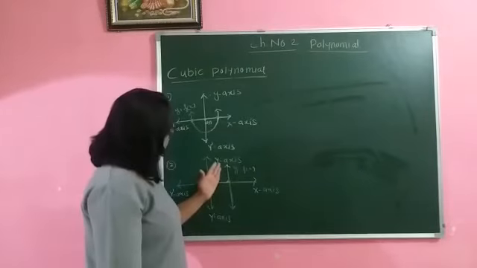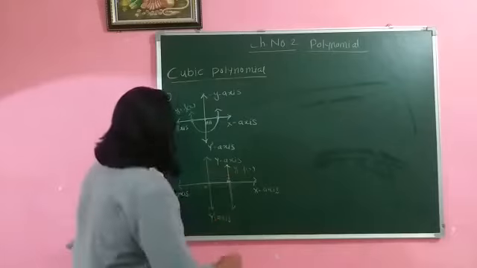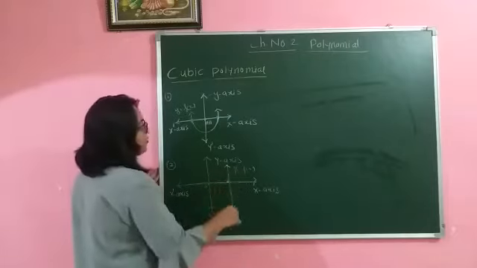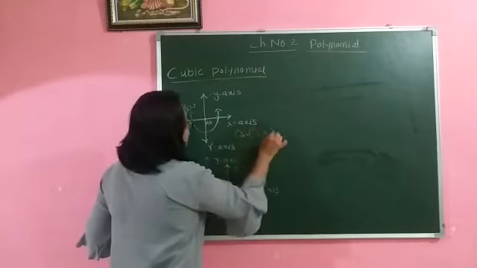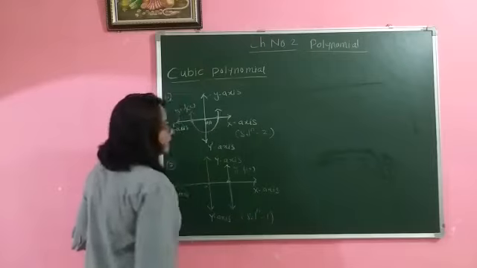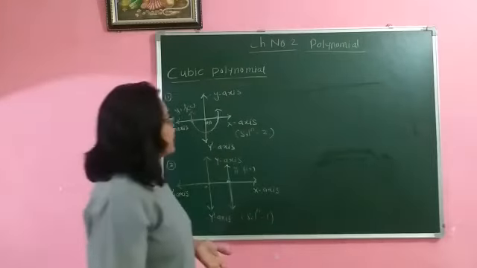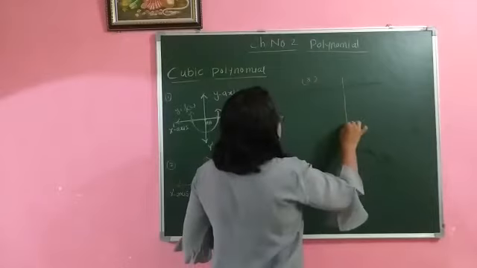So here a linear polynomial is given, so the solution is 1. How many solutions will you get here? Only 1. Here, solutions 2. Here, solution 1. Sometimes this type of graph is given.